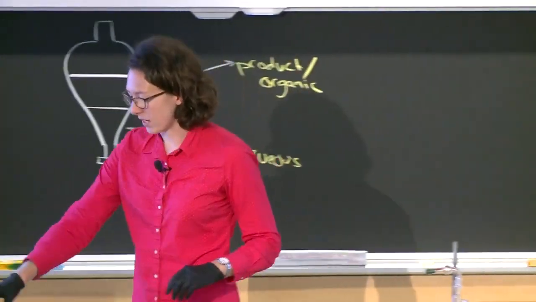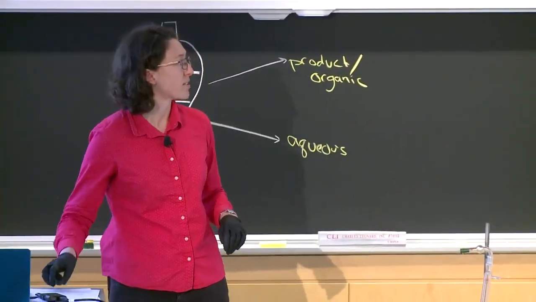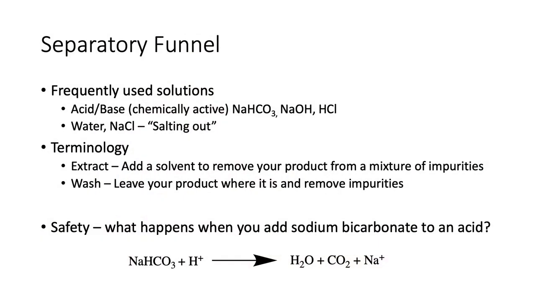So there are a couple ways that we can use a separatory funnel, or a SEP funnel, abbreviated version. And the frequently used solutions for this type of extraction, the first type is an acid-base extraction or a chemically active extraction, and that's the first thing that you're going to be doing. So in our reaction mixture, we have hopefully a lot of product. We probably still have some carboxylic acid left over, and we know that we have some sulfuric acid in there.